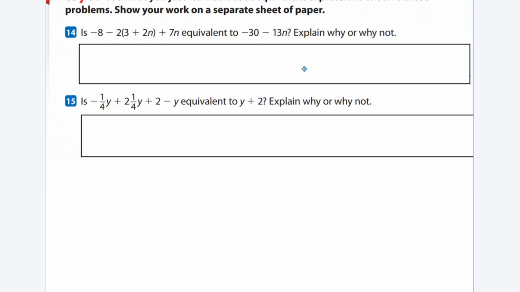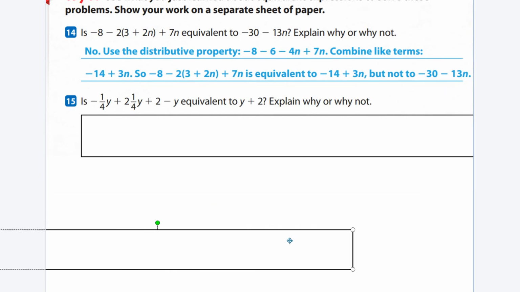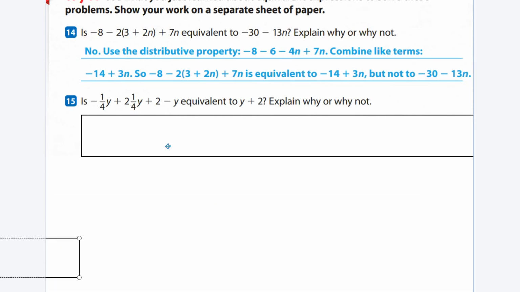And here we go. Let's see what we got for an answer. So hopefully, the first one, the answer is no. So it says, is negative 8 minus 2 times 3 plus 2n plus 7n equivalent to negative 30 minus 13n? And the answer is no. Use the distributive property. Okay, negative 8 minus 6 minus 4n plus 7n, and then combine like terms, negative 14 plus 3n. So, negative 8 minus 2 times 3 plus 2n plus 7n is equivalent to negative 14 plus 3n, but not to negative 30 minus 13n.